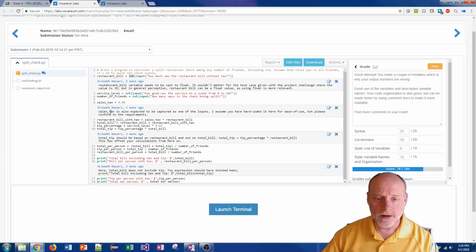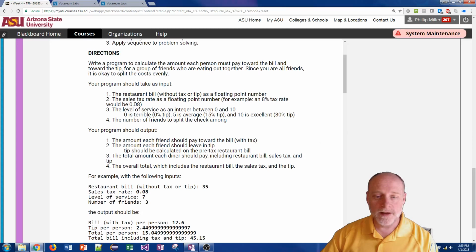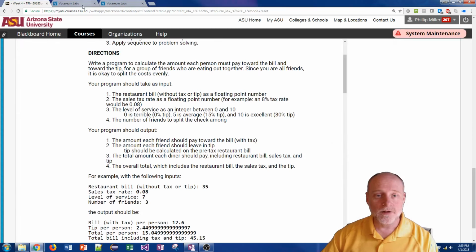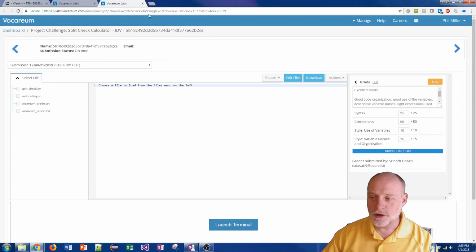Here we've got a comment about the sales tax is also expected to be one of the inputs, when the student, in this case, hard-coded the sales tax. So this would be referring back to the instructions, which explicitly note that sales tax should be taken as one of the inputs. So this is a great use of the tools available to us in Vocarium to give very targeted and very specific feedback to the students for their assignments. Let's take a look at another example student submission.